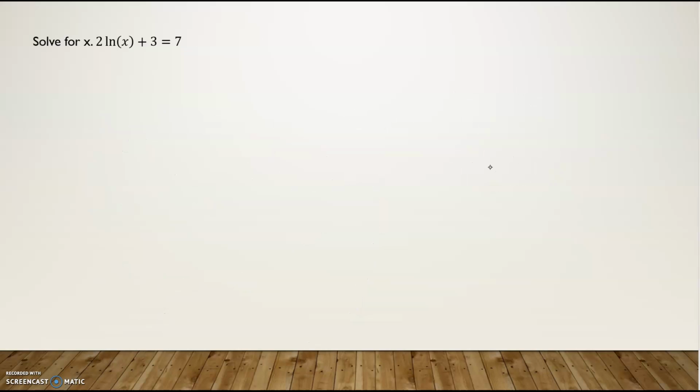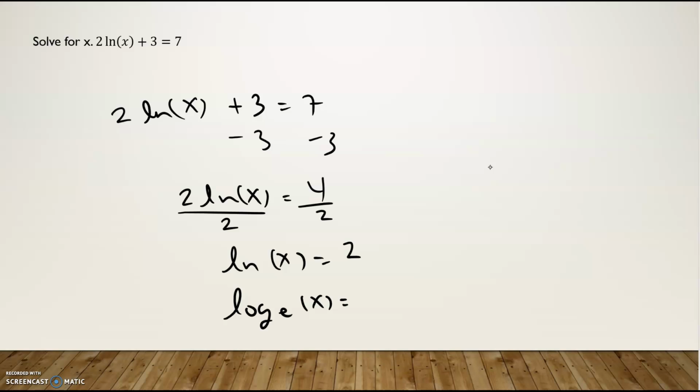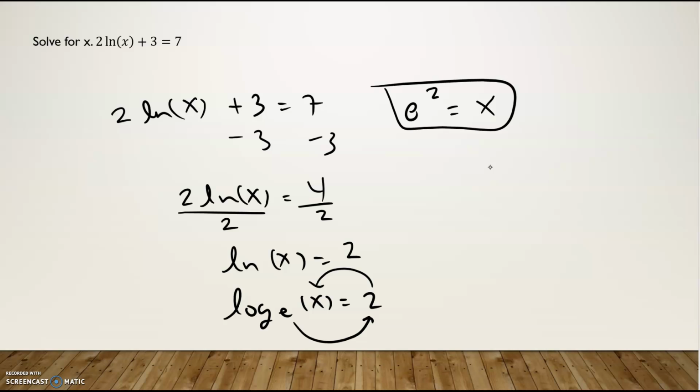Okay, let's look at this one right here. Same thing. 2 natural log of x plus 3 equals 7. I'm going to move that 3 over. So 2 natural log of x is equal to 4. I'm going to divide by that 2. So the natural log of x is equal to 2. Now remember, we can write this as log of base e of x is equal to 2. So e raised to 2 is equal to x, and there's my final answer.